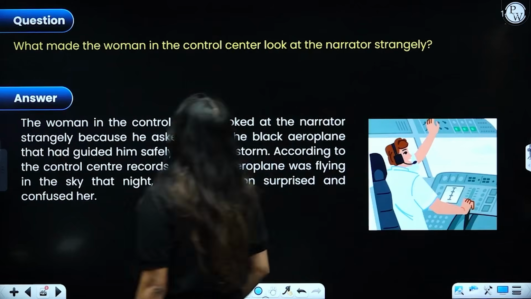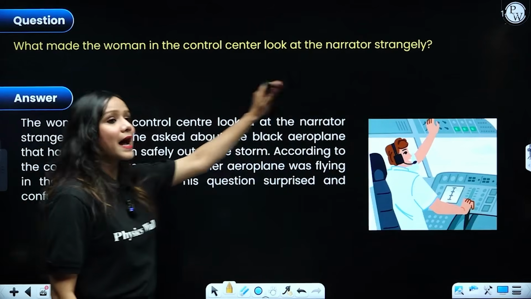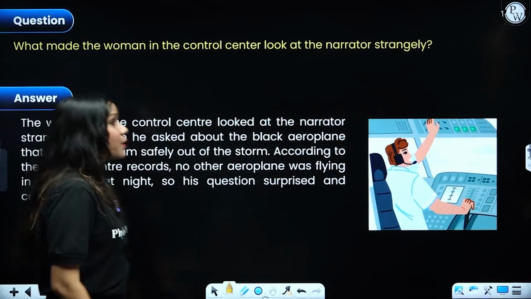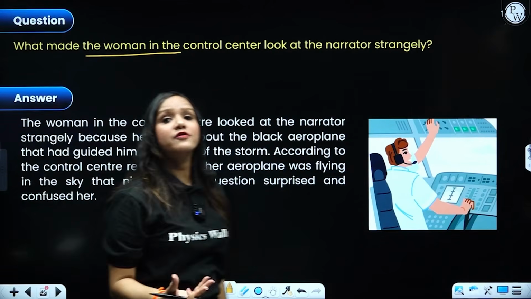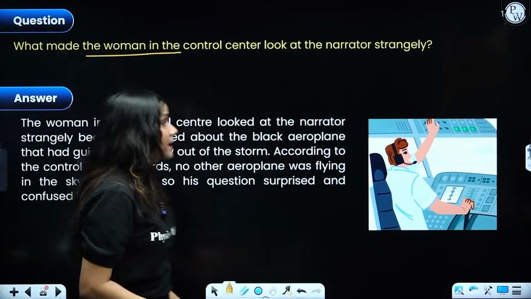Now, what made the woman in the control center look at the narrator strangely? Why was the woman in the control center looking at him in a very absurd manner, right? Let us have a look at this.